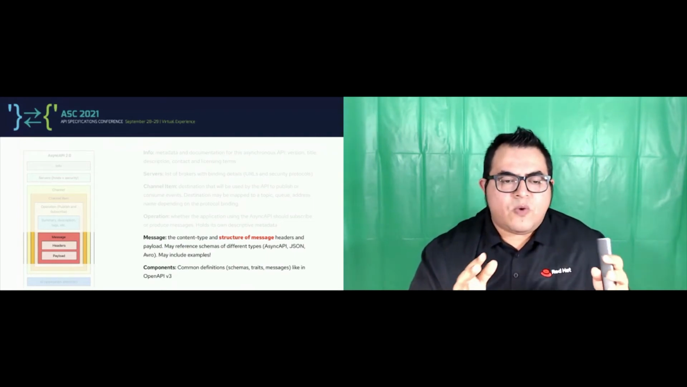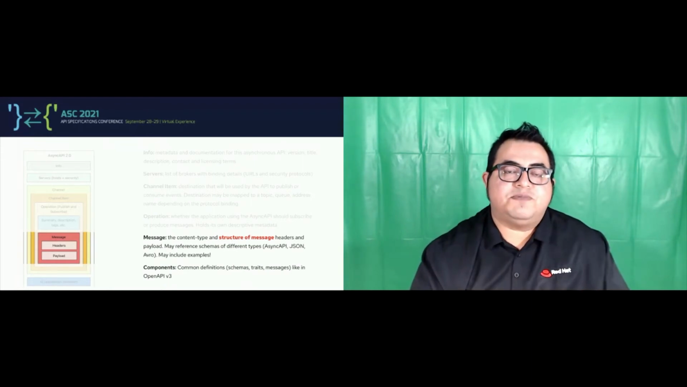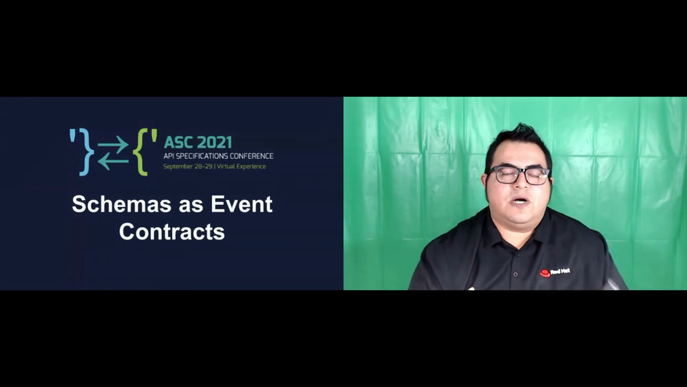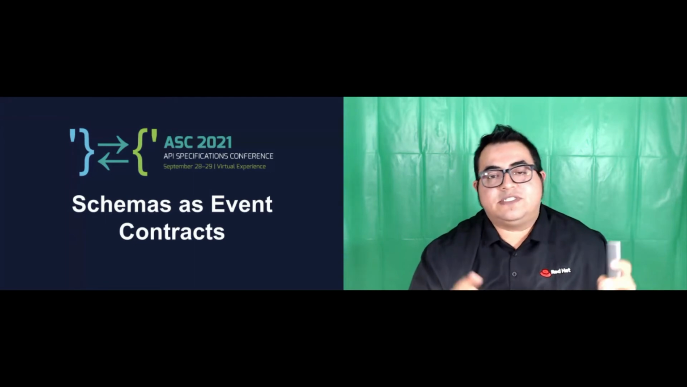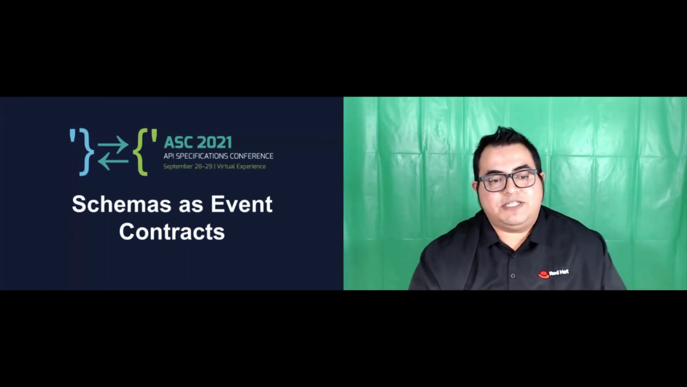So when we are talking about the Async API specification, and we want to focus specifically on Apache Kafka, the contract is the schema. So when we send information into our Kafka topic, the schema is the one that will tell us what is the structure of the message and how we will be serializing and deserializing that information.